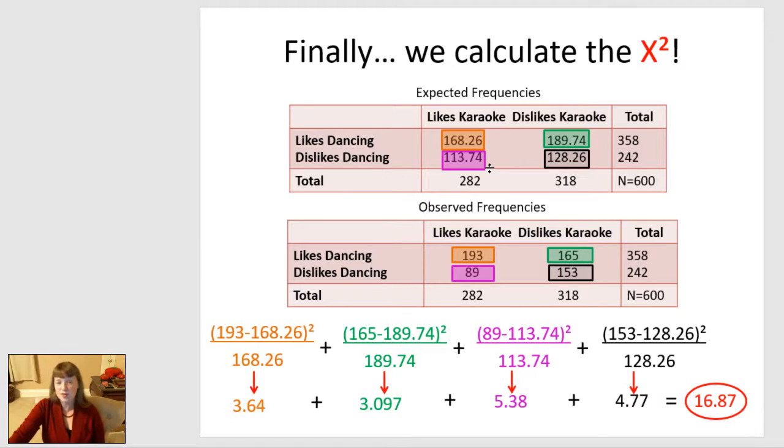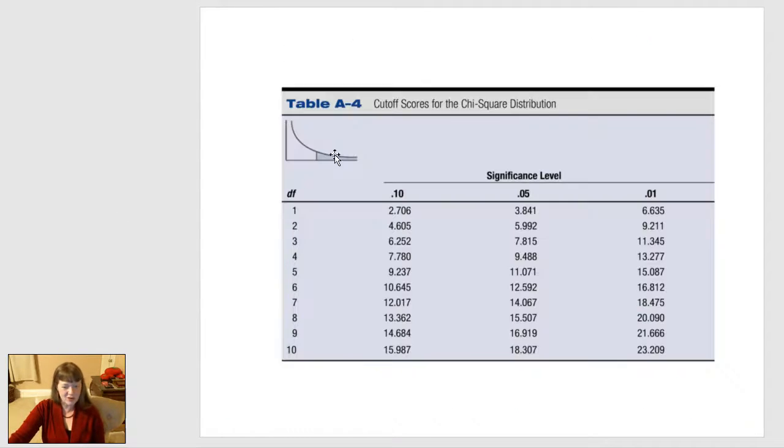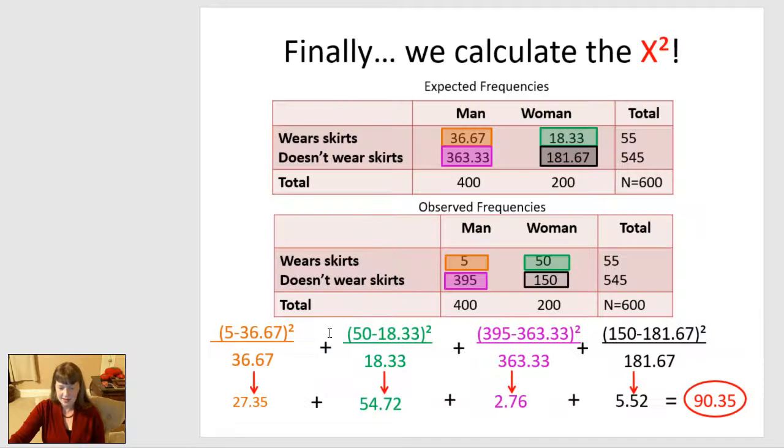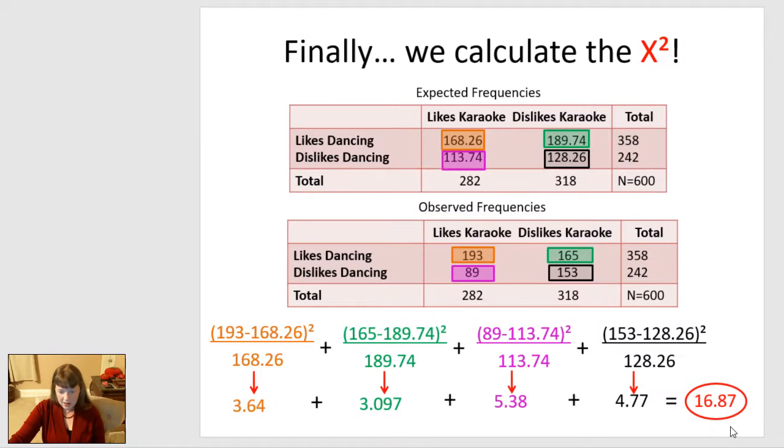How many degrees of freedom do I have? Well, the rows minus 1, 2 minus 1 is 1. The columns minus 1, 2 minus 1 is 1. 1 times 1 is 1. So I have 1 degree of freedom. Well, with 1 degree of freedom, my critical value is 3.84. My chi-square test statistic is 16.87. So I'm going to reject the null hypothesis.